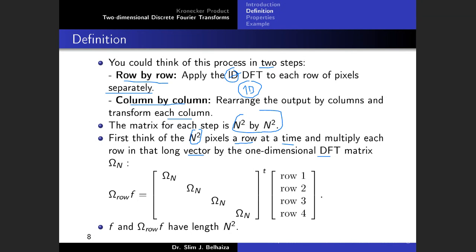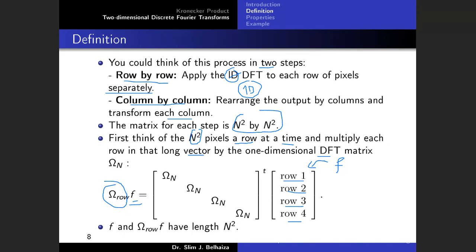I was saying that first we think of n squared pixels, a row at a time, and multiply each row in that long vector by the one-dimensional DFT matrix, omega n. If you think of it, we define what we call omega index row, times f. What is f here? It's a two-dimensional vector, but it has been separated into rows. So we have row 1, row 2, row 3, row n.